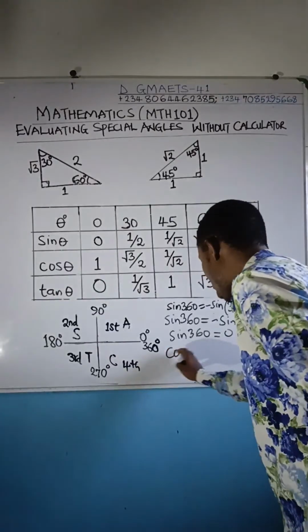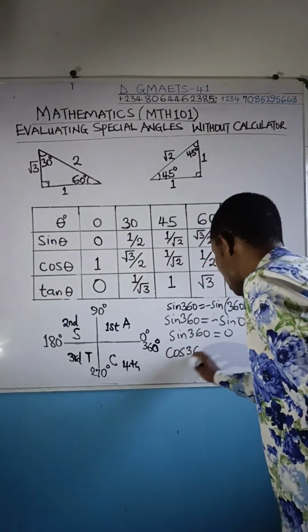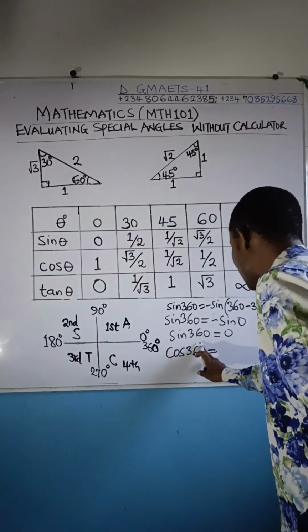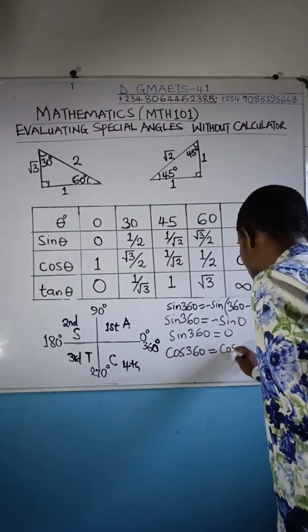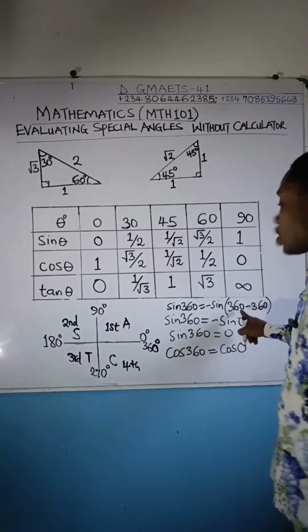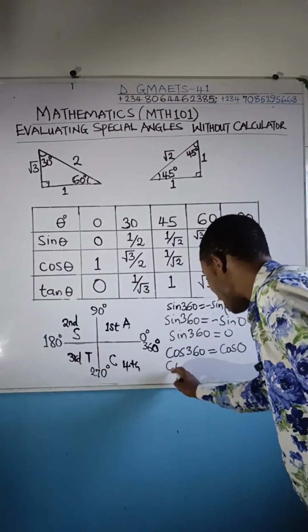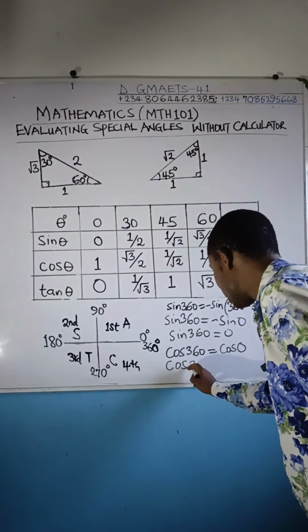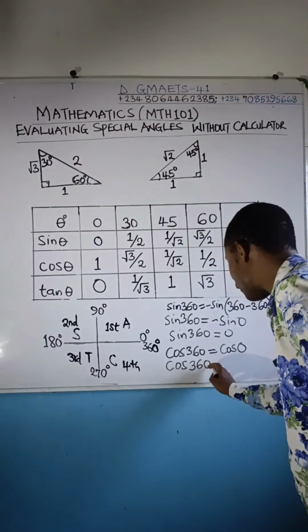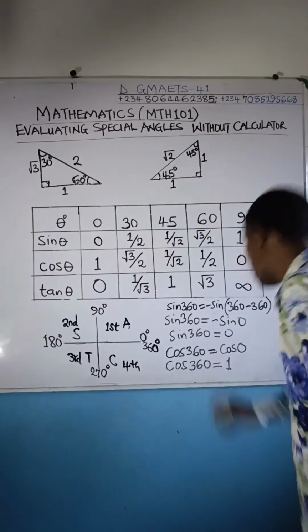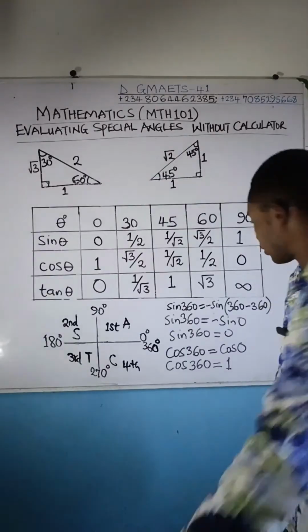Let us evaluate cos 360. Cos 360 would be equivalent to cos 0, because you are working with 360 minus 360. And of course, we know that cos 0 is equal to 1. Therefore, cos 360 will give us positive 1.